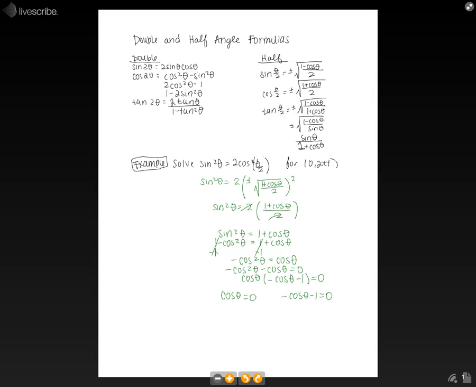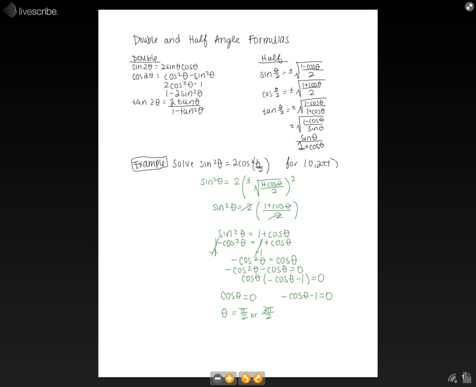So cosine of theta will be equal to 0 when theta is equal to pi over 2 or 3 pi over 2. You can find that using the unit circle, because we know that it'll only be between 0 and 2 pi, so we only have 2 answers.